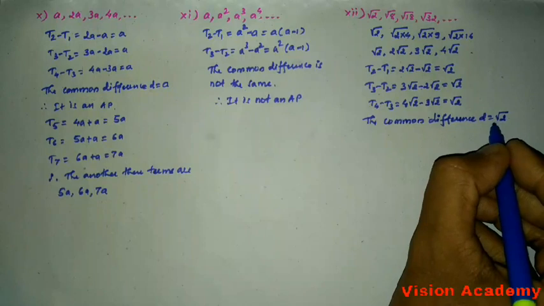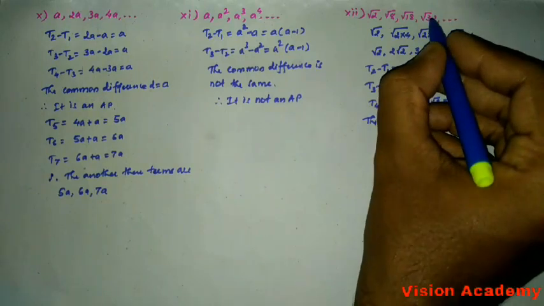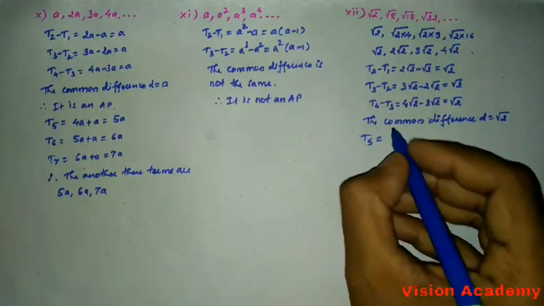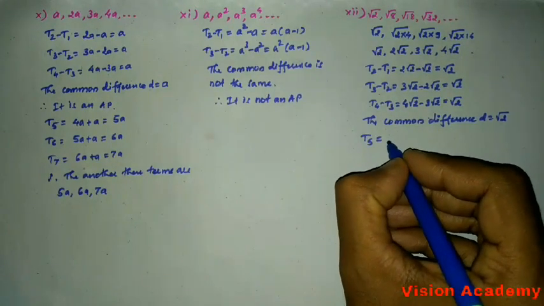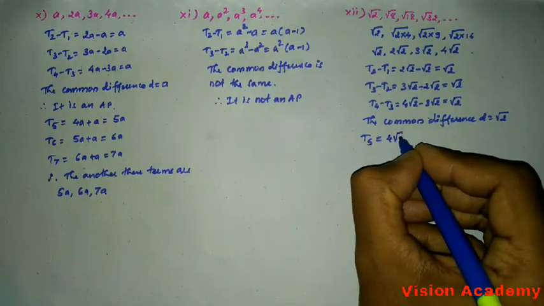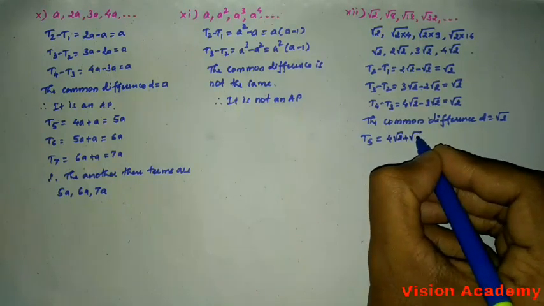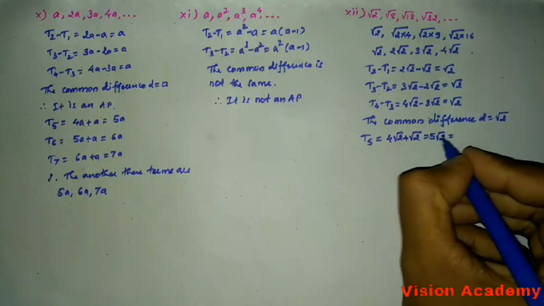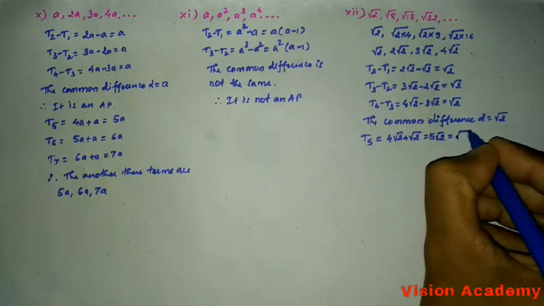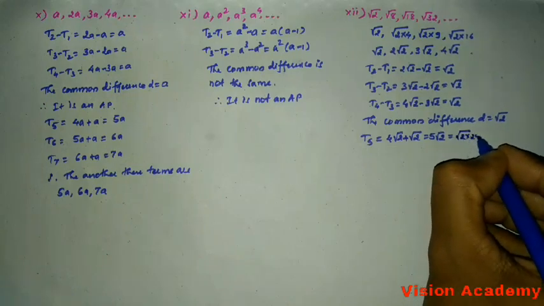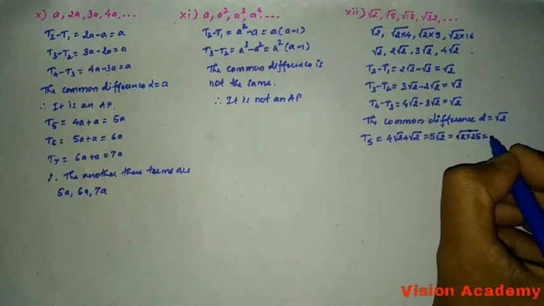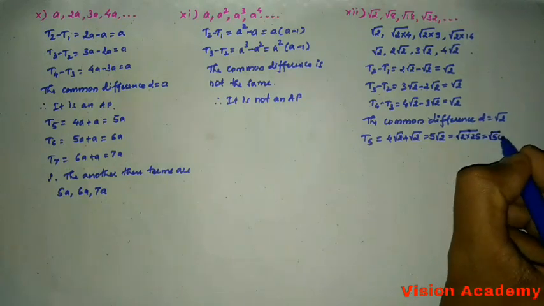Now let us add this square root of 2 to the last term to get the next term. So T5 is equal to 4 square root of 2 plus the common difference square root of 2, which is equal to 5 square root of 2. And if I bring this 5 inside the square root, it will become 25. Square root of 2 into 25, which is 50. So here we'll write square root of 50.